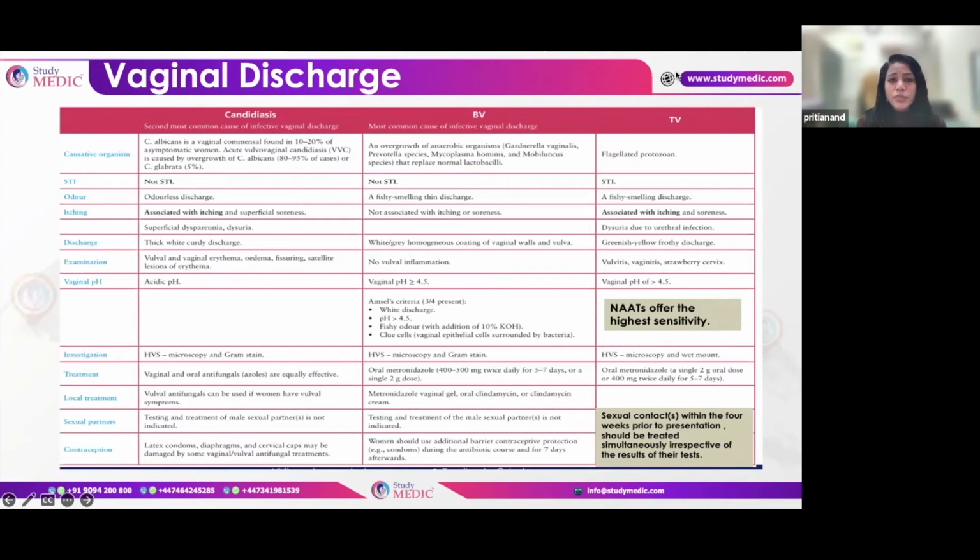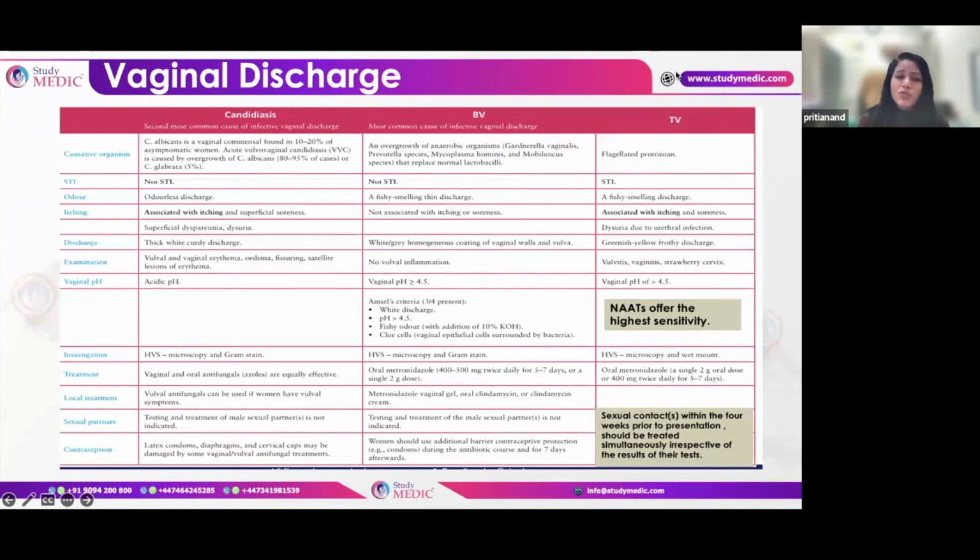With regard to treatment, Candida is treated by antifungals, and BV and TV both may be treated with metronidazole. Please remember, any patient who is breastfeeding or pregnant, or has BV and trichomonas that you are planning to treat, it is always preferable that you treat it with the local application gels. So 0.75% gel comes, which you can use.